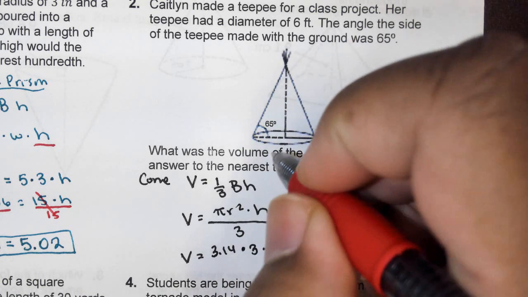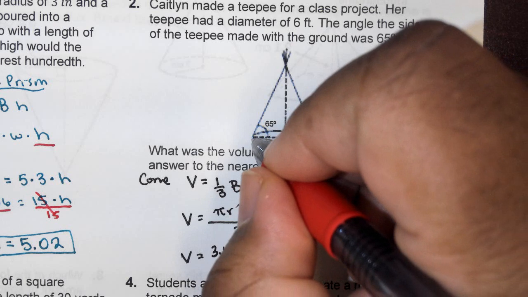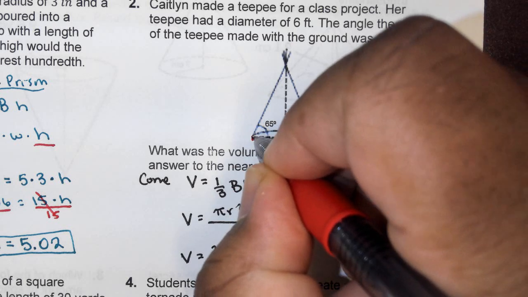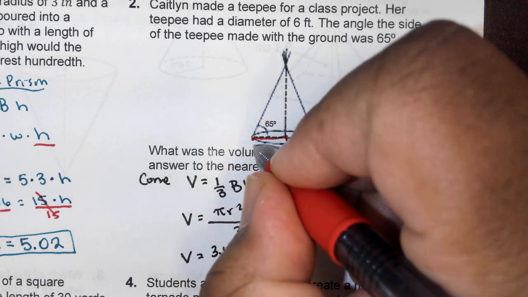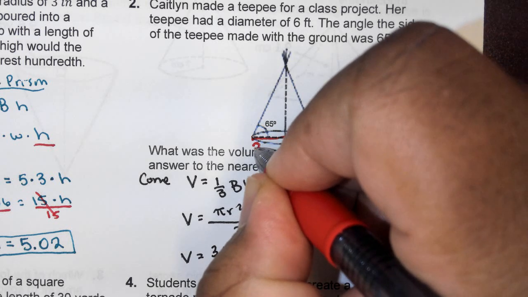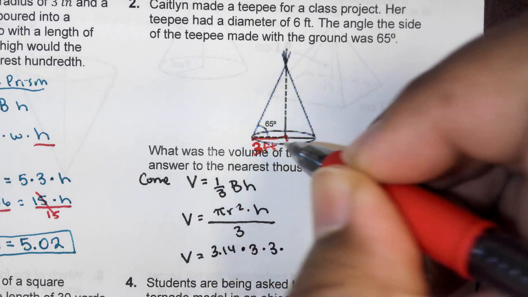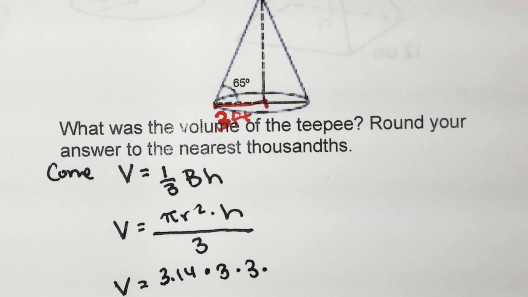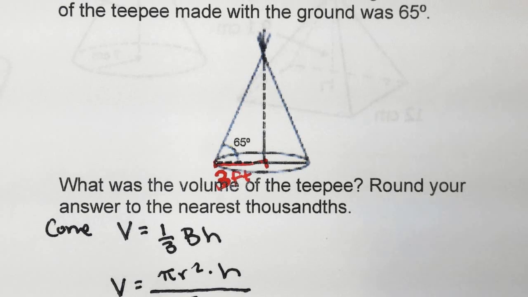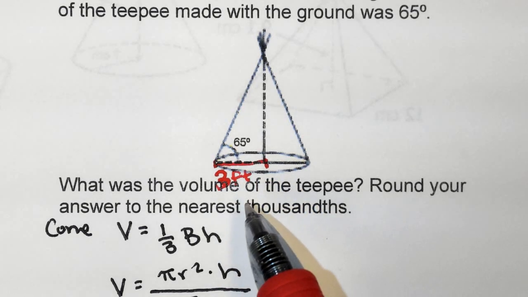The height is missing, but this is different from the other ones. My adjustment down here would be 3. We already got that for the radius, 3 feet. We zoom in for those who are gonna be watching the video. That's 3 feet right there.